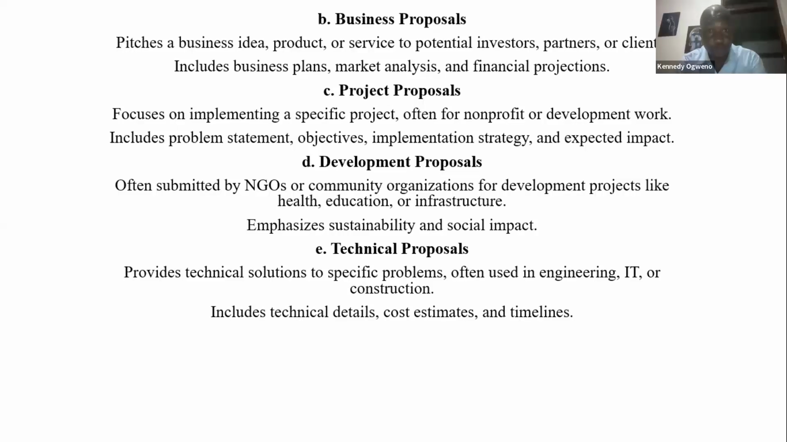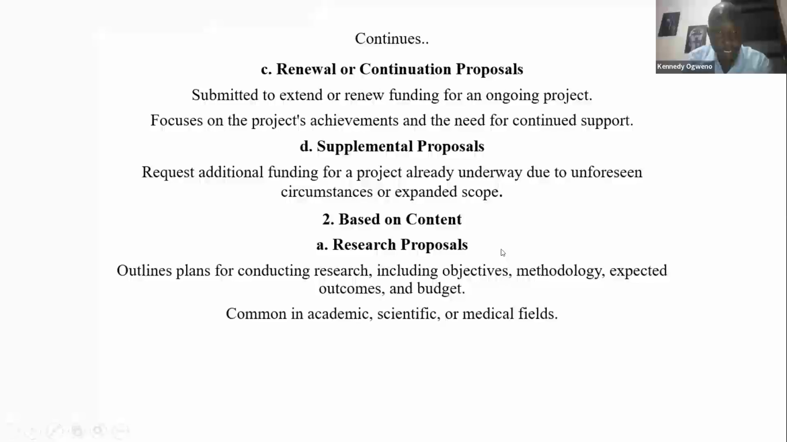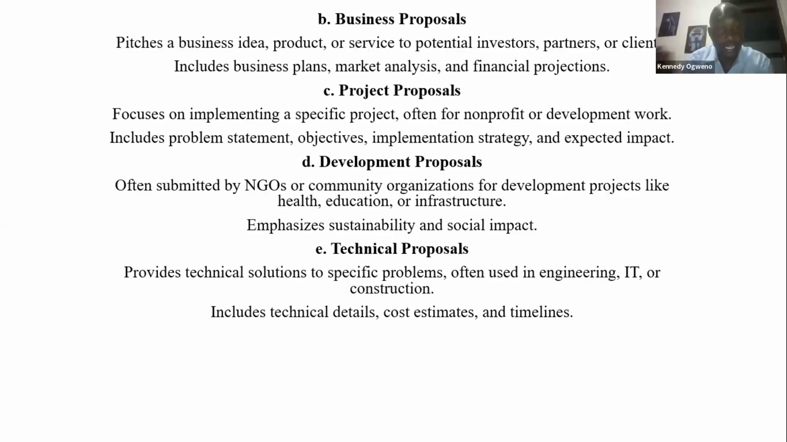Then we have the project proposals, focusing on implementing a specific project, often for non-profit or development. It normally includes a problem statement and objectives. So they are more or less the same, but this one is a project proposal, and this one is a research proposal. How do you want to conduct this kind of research? This one also focuses on implementing a specific objective, but often for non-profit. Most of the time it's for non-profit or development.